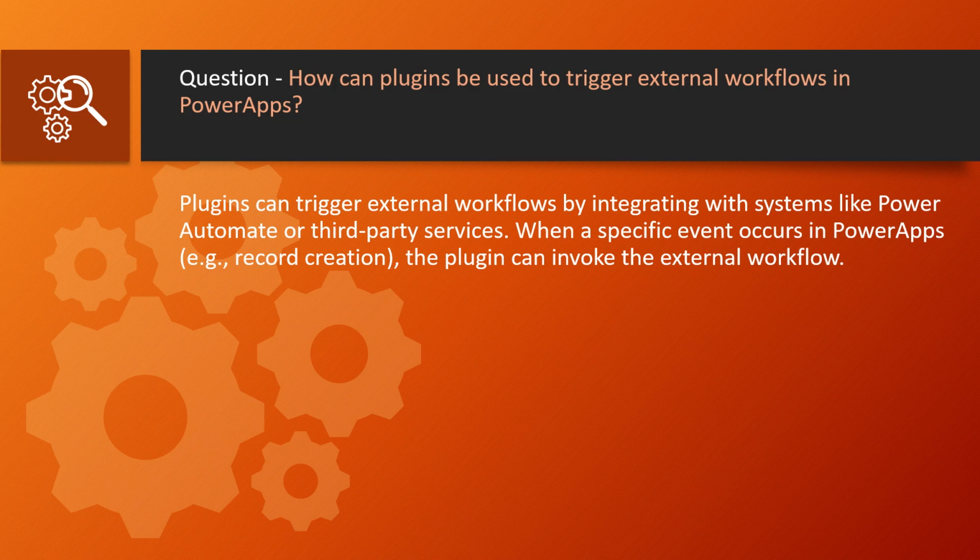How can a plugin be used to trigger an external workflow in Power Apps? A plugin can trigger an external workflow by integrating with systems like Power Automate or third-party services. So when a specific event occurs in Power Apps, like record creation or record update, the plugin will invoke the external workflow.